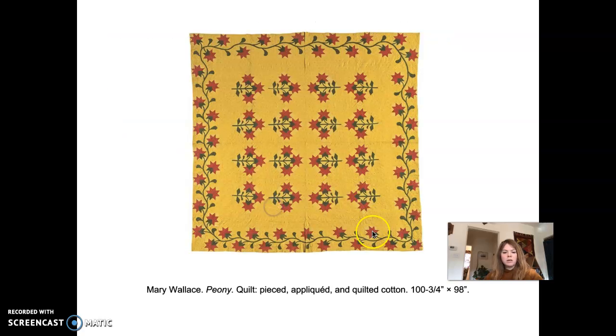So we're going to take a look at some folk art. So this is a quilt made by Mary Wallace. It's called Peony, and it's appliqued and quilted cotton. It's 100 3/4 inch by 98 inches. And quilting is a flourishing form of folk art in the U.S., often practiced by women, and many women working together at one time on one design. And this is made with fabric overlays that the artist then stitched down. So that's what the applique means.